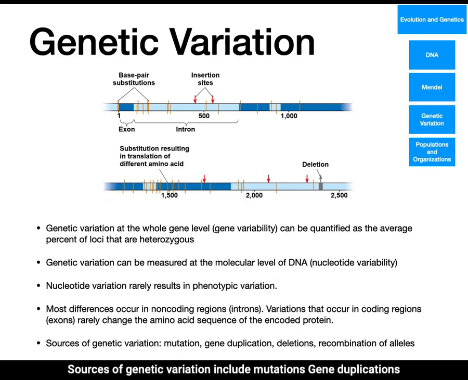Sources of genetic variation include mutations, gene duplications, deletions, and the recombination of alleles. So again, when we're talking about evolution and genetics, the biggest sources of genetic variation include mutations, gene duplications, deletions, and the recombination of alleles.